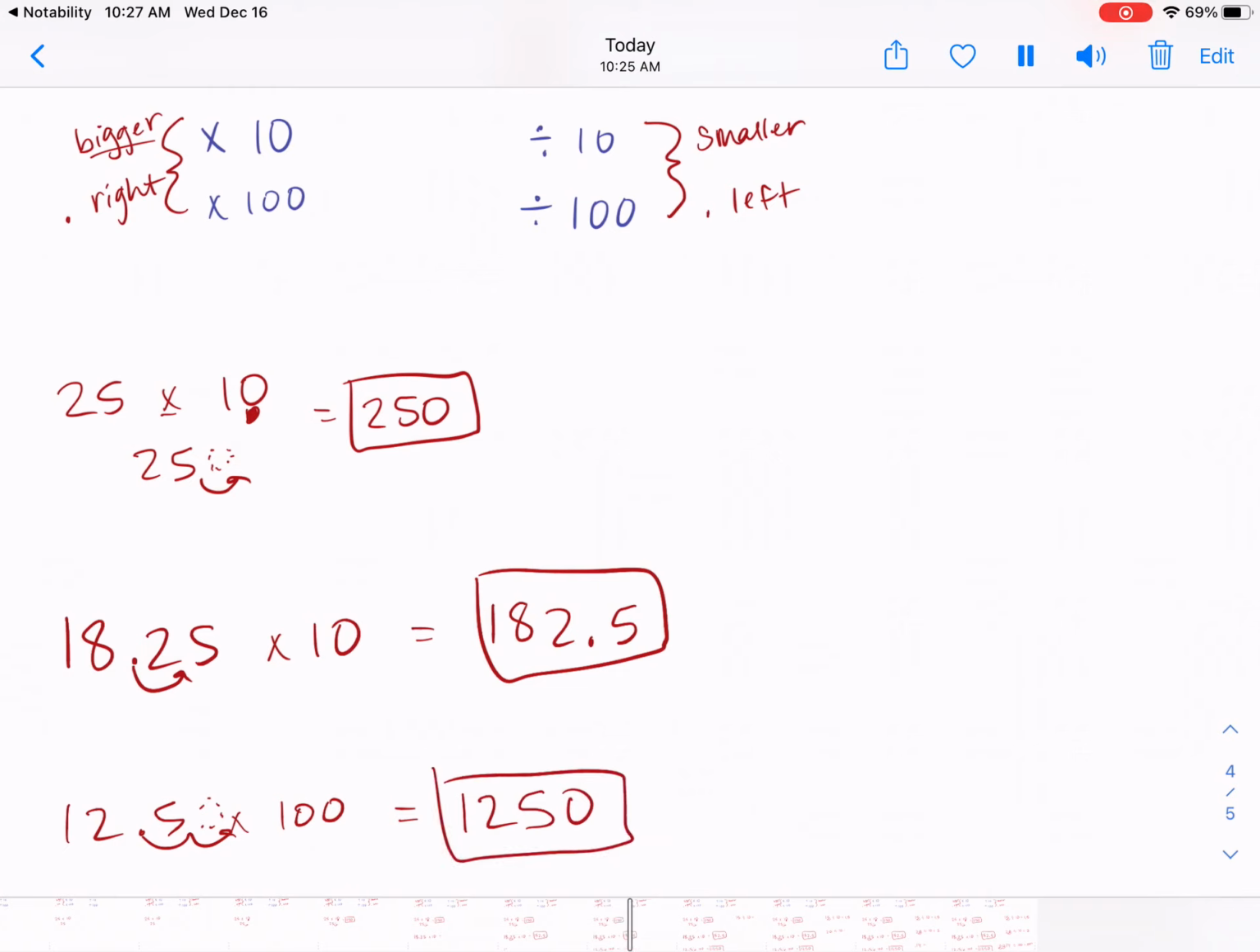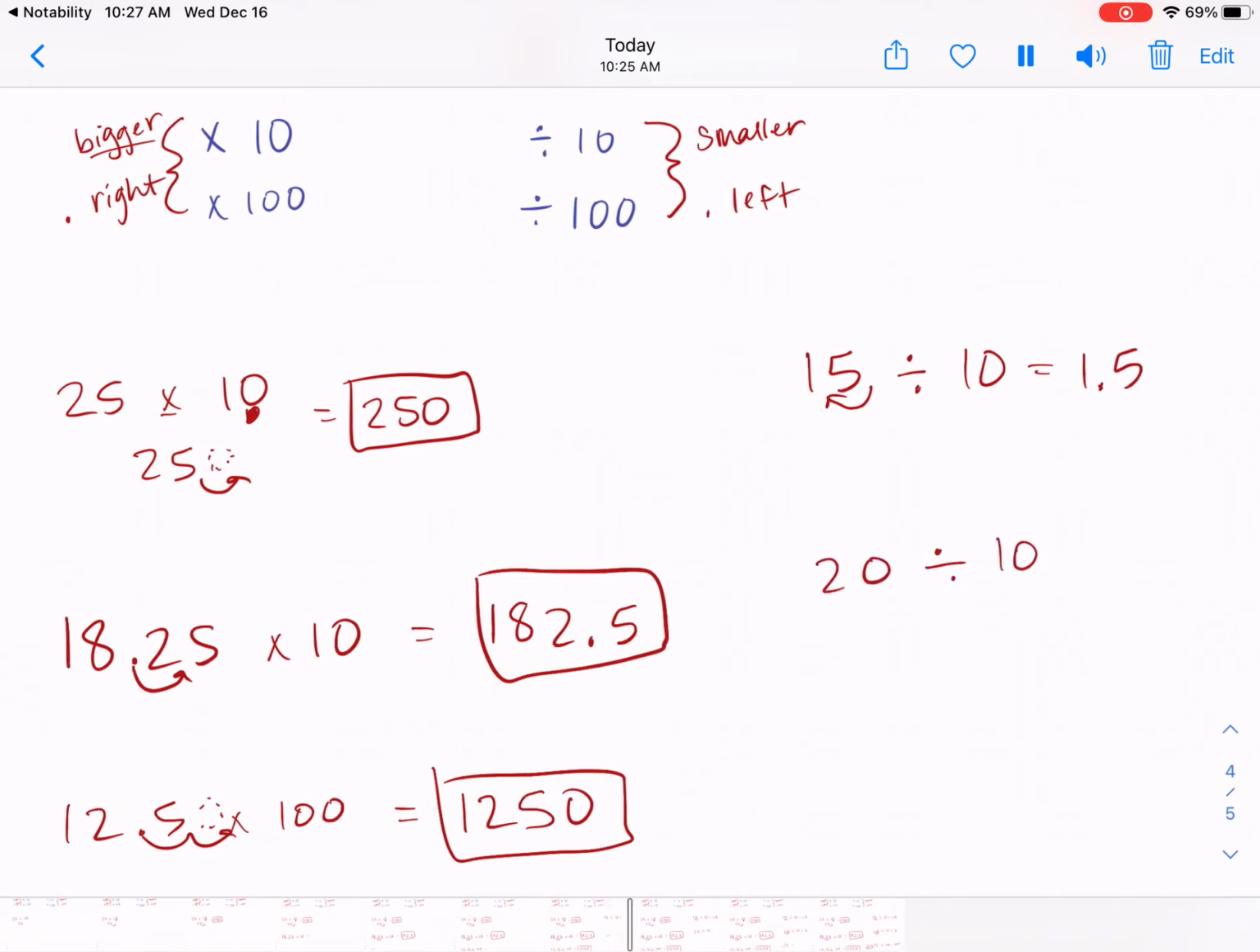Now if I was dividing, I want it to get smaller. So if I had 15 divided by 10, I'm going to take my decimal one space to the left, 1 and 5/10. If I had 20 divided by 10, move it one space to the left. All that means is that I'm taking my 0 off, so my answer is 2.